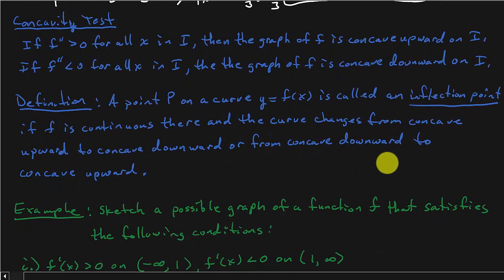So, concavity test. If f double prime is positive for all x in I, then it's concave upward on I. If f double prime is negative for all x in the interval I, the graph is concave downward on I. And we have a definition here: a point P on a curve y equals f of x is called an inflection point if f is continuous there and the curve changes concavity. That's basically what this says, concave up to concave down, or it changes from concave down to concave up. Basically, if it changes concavity, there's an inflection point there.